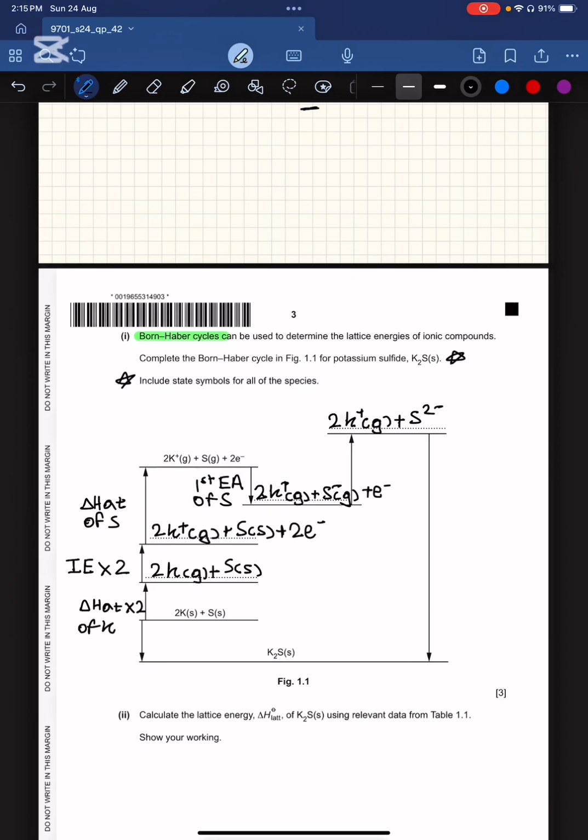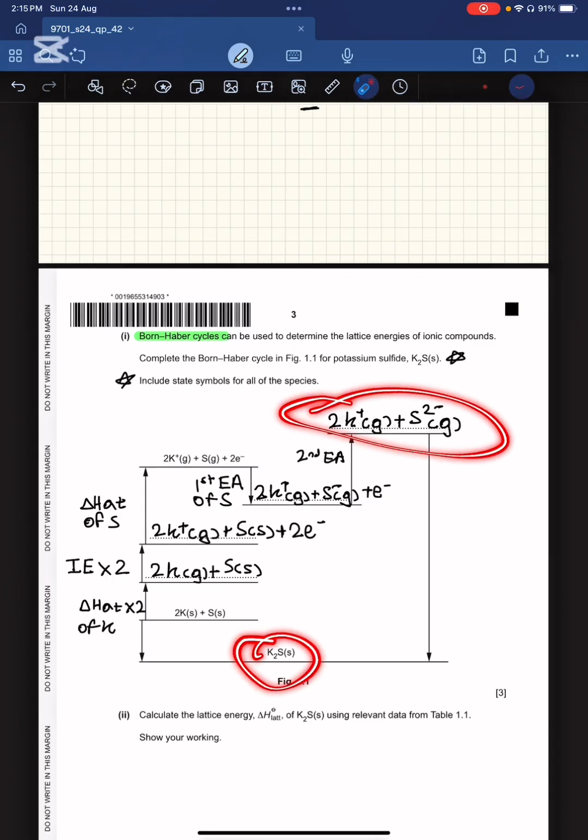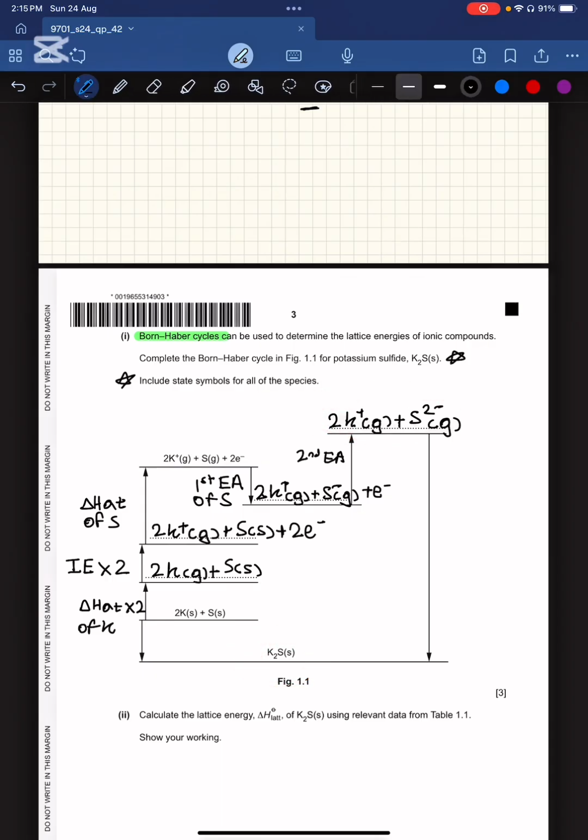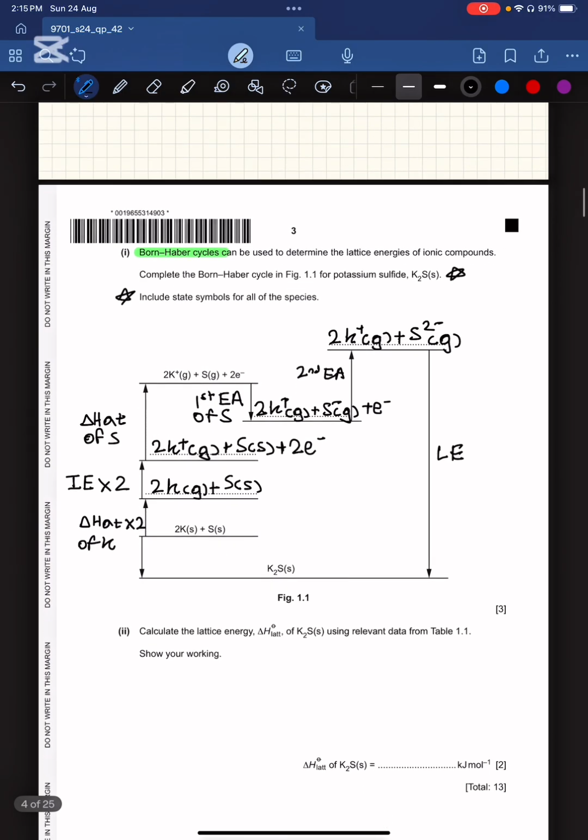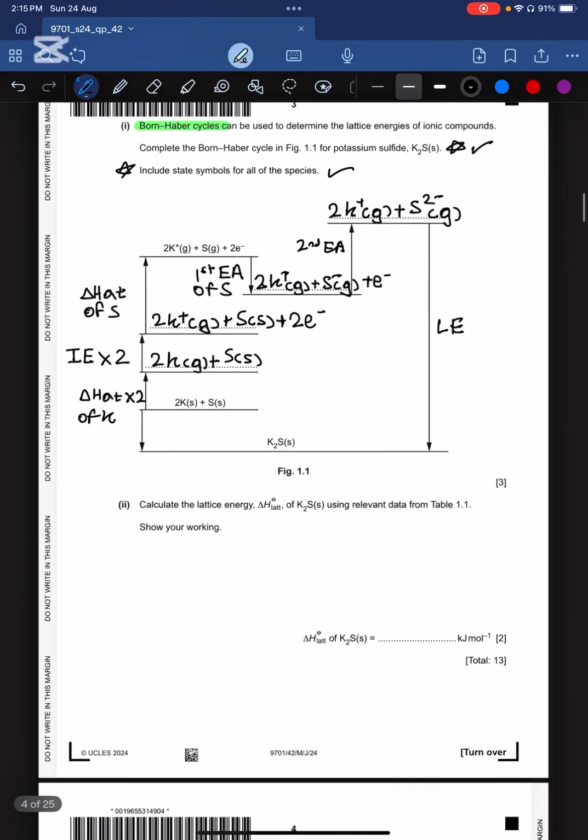So 2K plus gas plus S2 minus gas. Now there's no need to write the electron because that is already being gained. This is the second electron affinity. And now when I go from this to this is simply lattice enthalpy: 1 mole of ionic solid formed from its gaseous ions reacting together. Lattice enthalpy. Simple, simple. Did we write the state symbols for each case? Yes, we did. So this is done. Born-Haber cycle is also done.